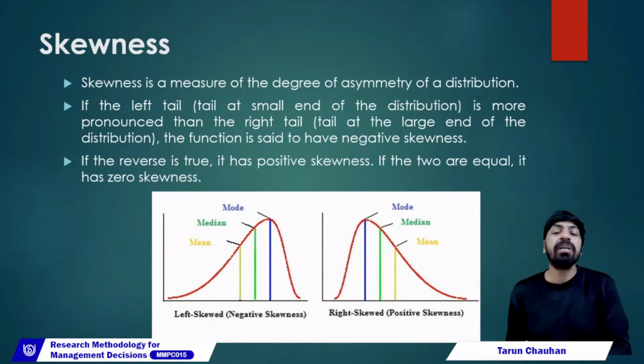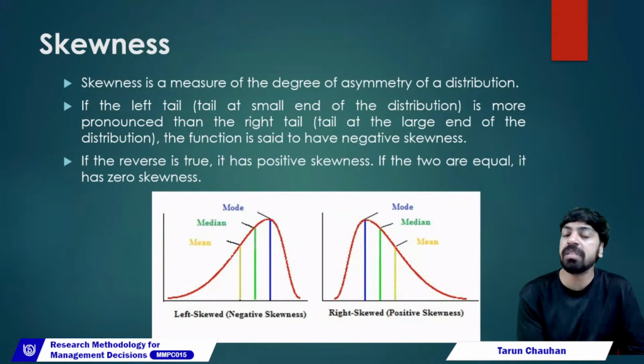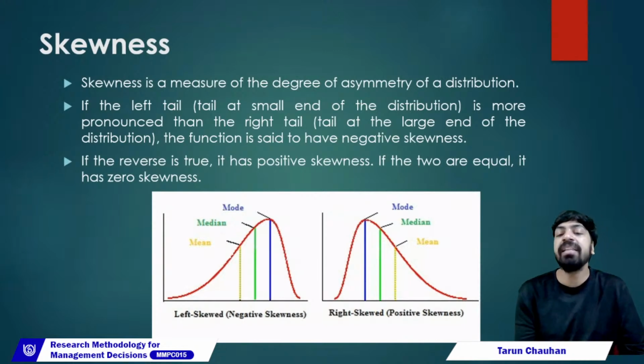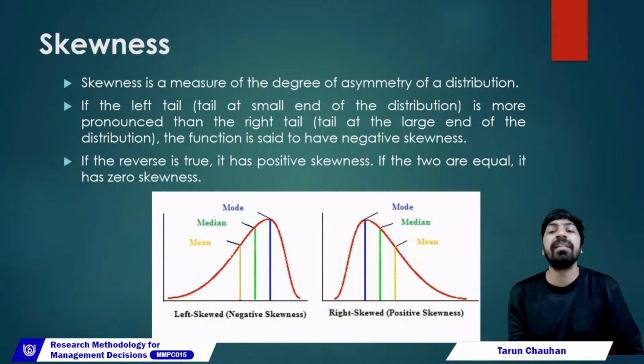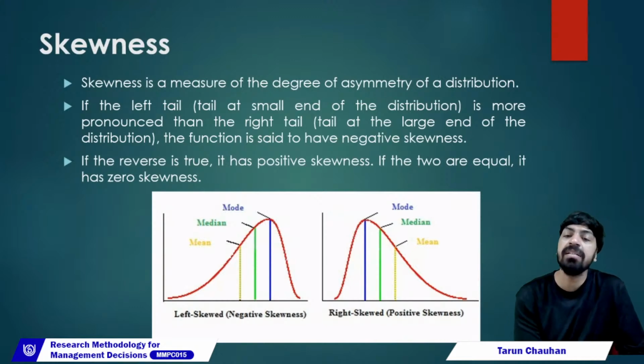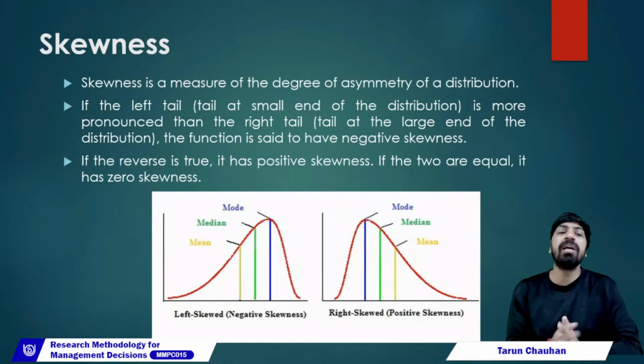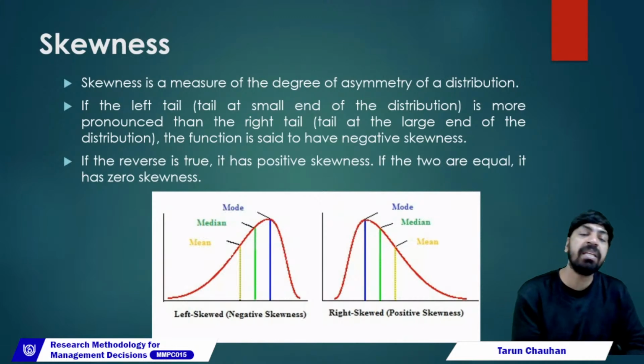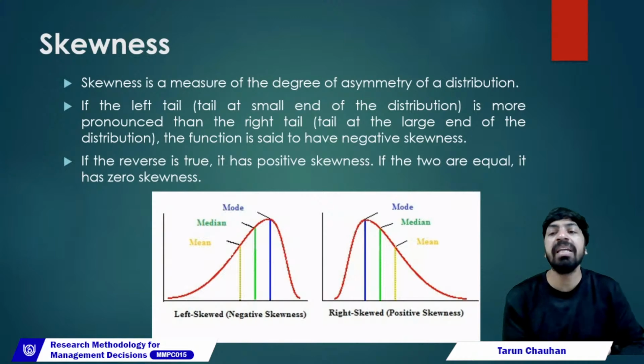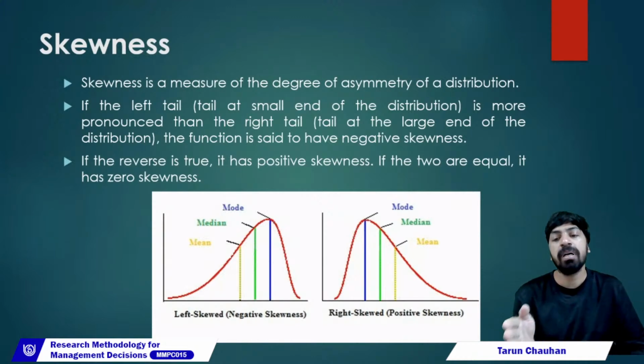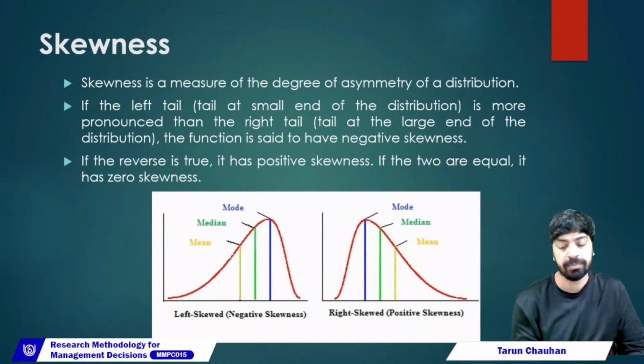When we talk about the right skew, that is positive skewness, the curve is flatter on the right side, that means mode is on the right side, mode is more than the median and mean, that is called the positive skewness. And if two are equal, when median and mode are equal, or all three are equal, that's called zero skewness.